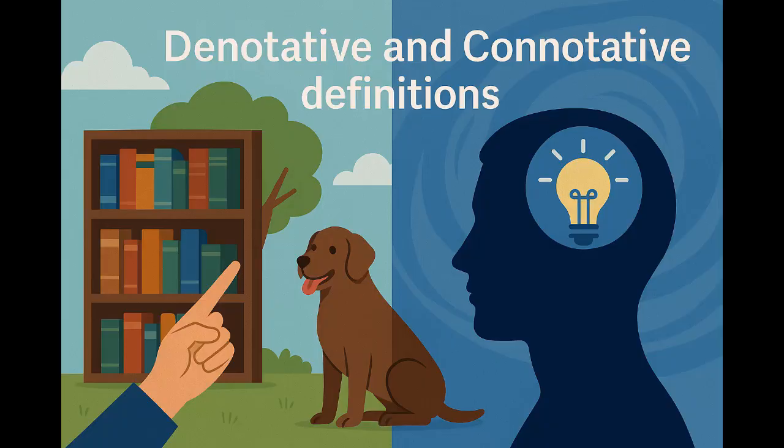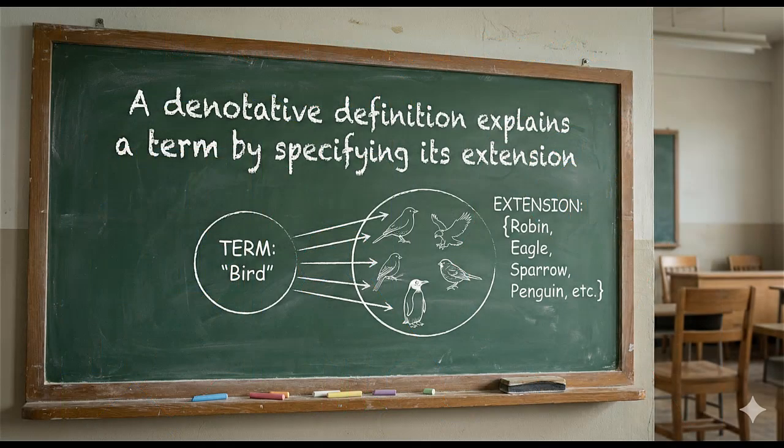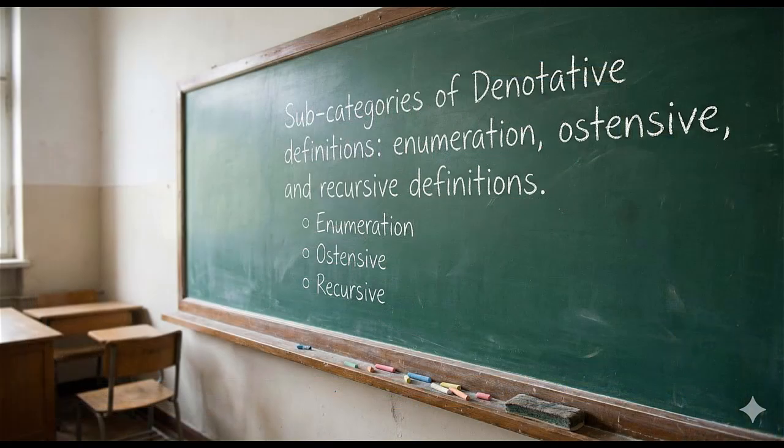Let's first deal with denotative definitions. A denotative definition explains a term by specifying its extension, that is, by indicating the actual objects, cases, or instances the term applies to. The denotative definitions can in turn be subdivided into three subcategories: enumeration, ostensive, and recursive types of definitions.